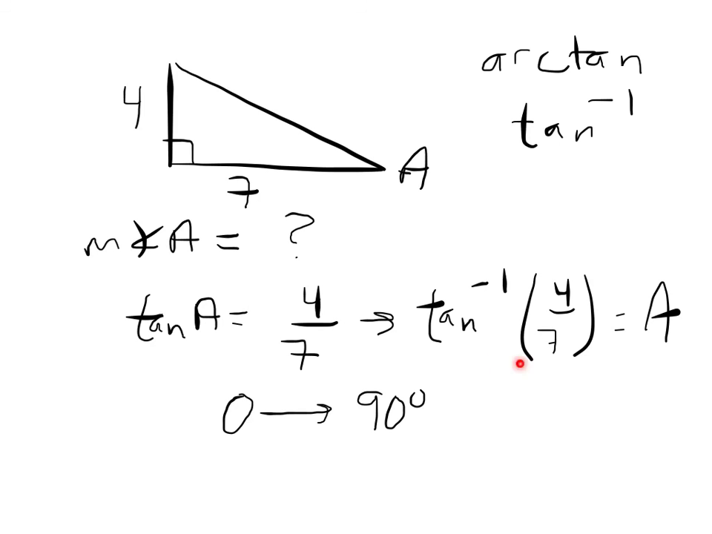The calculator, if you put in tan inverse of 4/7 and you make sure you're in degree mode, you can hit your mode button, make sure you've selected degrees. Tan inverse of 4/7, it'll pick the angle between 0 and 90 degrees that has a tangent of 4/7.